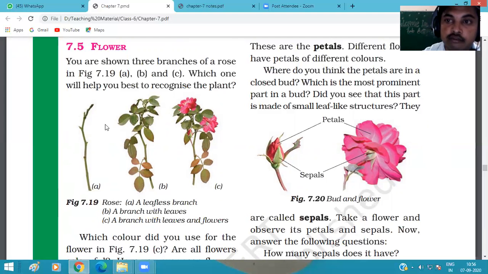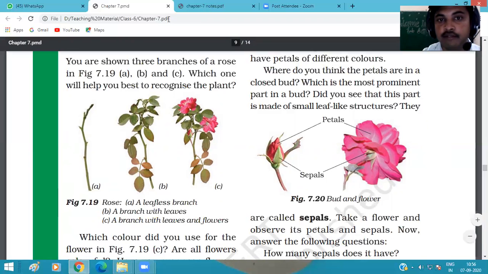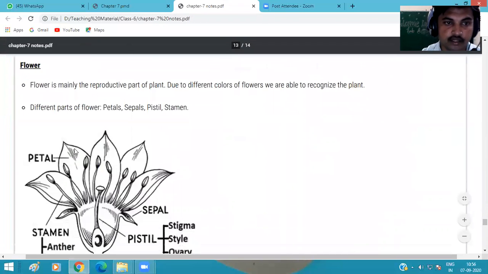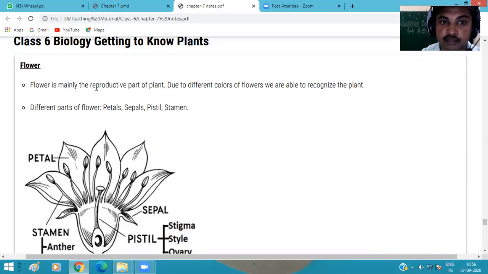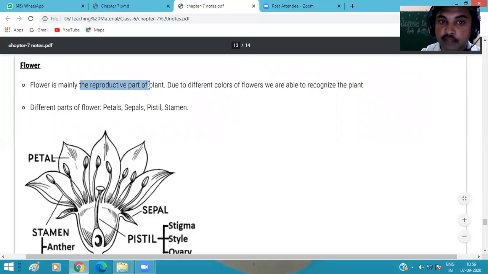And the flower has some different parts. Here, the flower is mainly the reproductive part. Reproductive part means it plays an important role in producing the seed or the new plant. So we call it the reproductive part of the plant. And due to the different colors of flowers, we are able to recognize different plants. A flower has different parts: petals, sepals, pistil, and stamen.